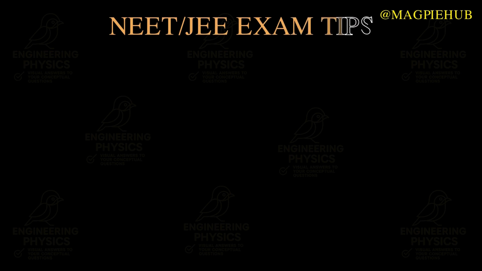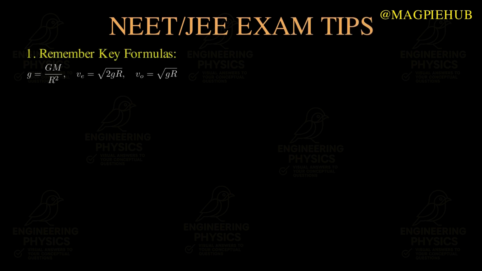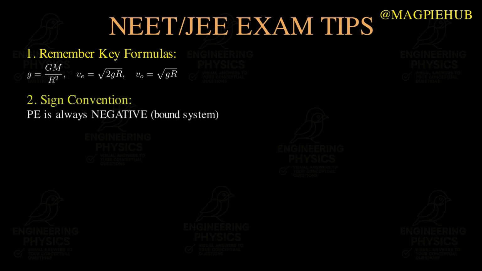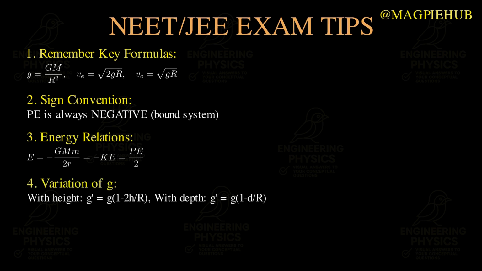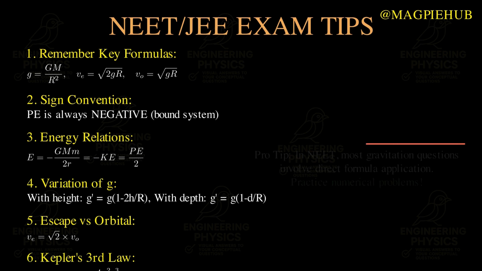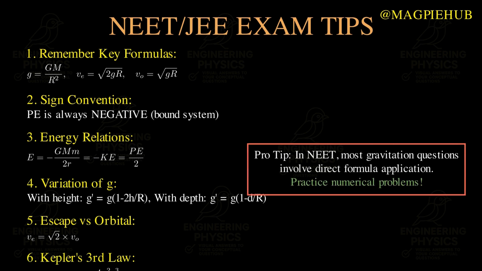Fourth, for variation of g, with height use 1 minus 2h by R. With depth use 1 minus d by R. Fifth, escape velocity is root 2 times orbital velocity. This comes in many MCQs. Sixth, Kepler's third law T squared proportional to R cubed is used in almost every numerical. Pro tip. In NEET, most gravitation questions involve direct formula application.